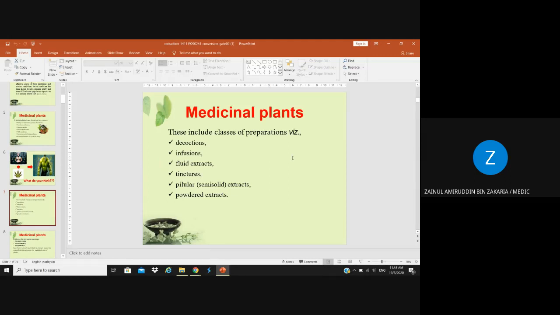Medicinal plants, when you want to do extraction, the first thing before you can isolate a compound, before you get a bioactive compound like morphine or acetylsalicylic acid, you need to do extraction. You need to do preparation. There are various types of preparation called decoctions, infusions, fluid extract, tinctures, pillular extract, or powdered extract. So we will look into this later.